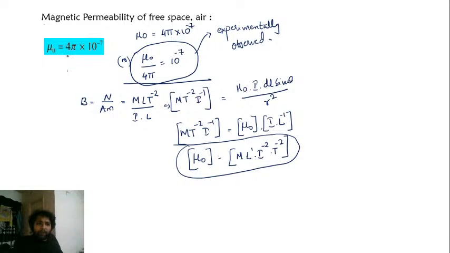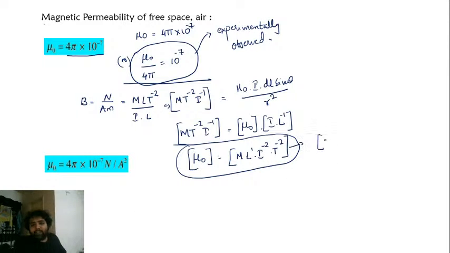Mu naught value is 4 pi into 10 to the power minus 7. So now you can also call it as Newton per ampere square. So this is the magic of dimensions basically. So this one I can also write it as M L T^-2 by I square. So this can also be simply written as Newton per ampere square. So this is the magic of having dimensional formulas. So this is the SI unit of it. Mu naught will be equal to 4 pi into 10 to the power minus 7 Newton per ampere square.